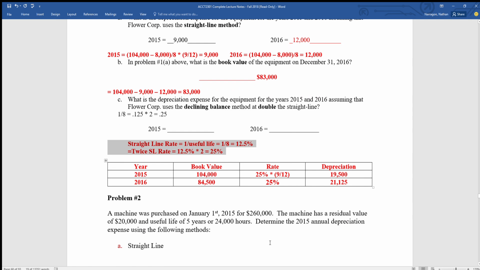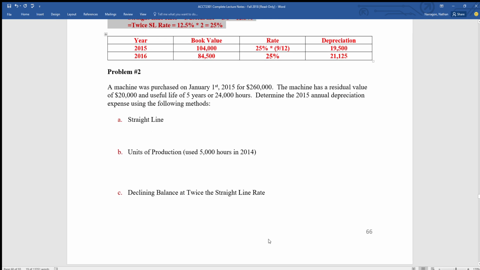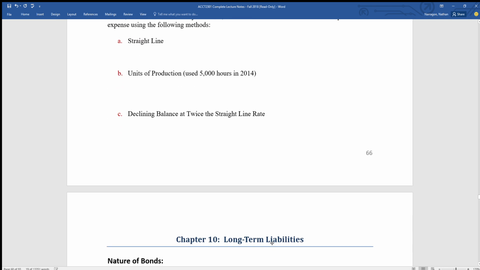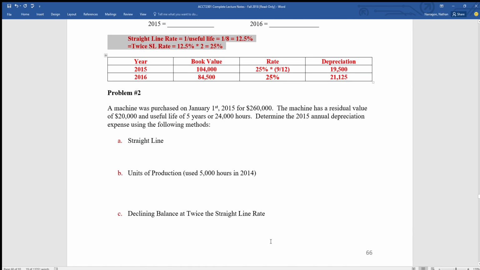Alright, so let's look at problem number 2. We got 2 problems, and this one just basically goes over definitions of all 3 depreciation methods. Again, not much journal entries. Your homework is going to have journal entries, but this one we're just looking at depreciation. So definitely check out the homework if you're in the class. But if you're just watching these videos for the pure fun of it, make sure you check out the homework video that goes along with this, as that gives you more examples of the journal entries.